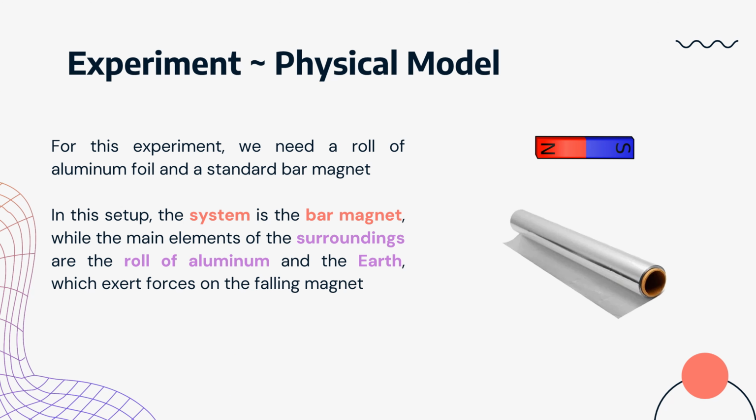For this experiment, we need a roll of aluminum foil and a standard bar magnet. In the setup, the system is a bar magnet, while the main elements of the surroundings are the roll of aluminum and the earth, which exerts forces on the falling magnet.